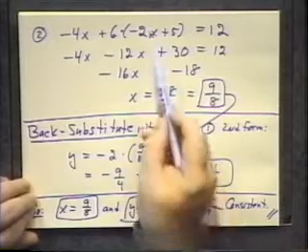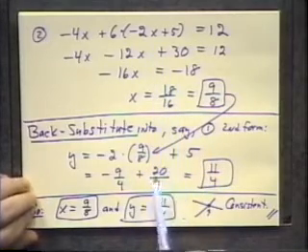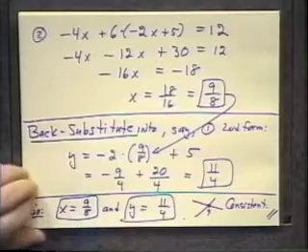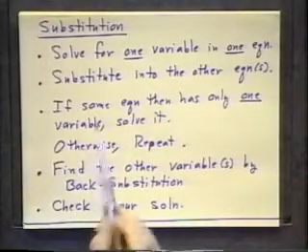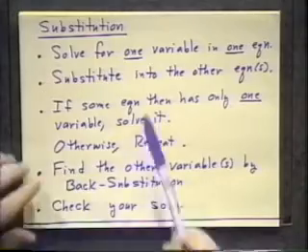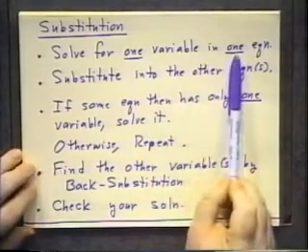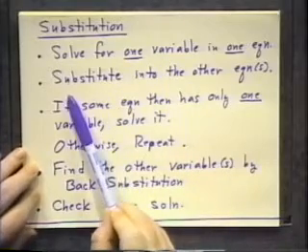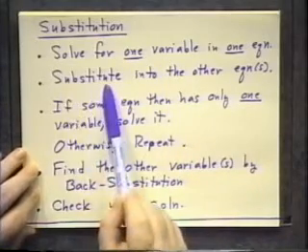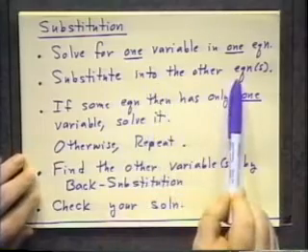Okay, that's how substitution works. You substitute and then you back substitute. Let me summarize this. I've written this up to give you the basics for substitution. First thing you want to do is solve for one variable in one equation. It's your choice which variable and your choice which equation. Then you take what you get out of that and substitute the expression into the other equation.